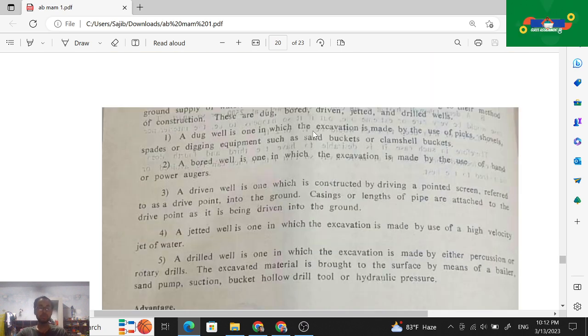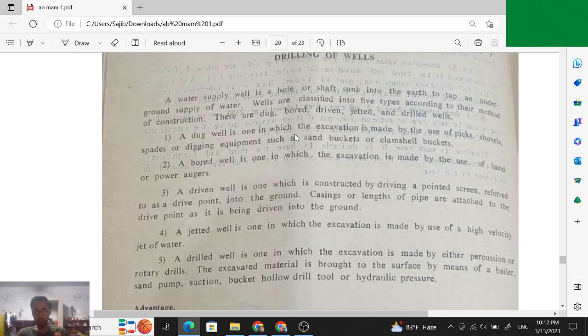A drag well is one in which the excavation is made by the use of picks, shovels, spades and digging equipment such as sand buckets or clamshell buckets. A bored well is one in which the excavation is made by the use of a hand or power auger.